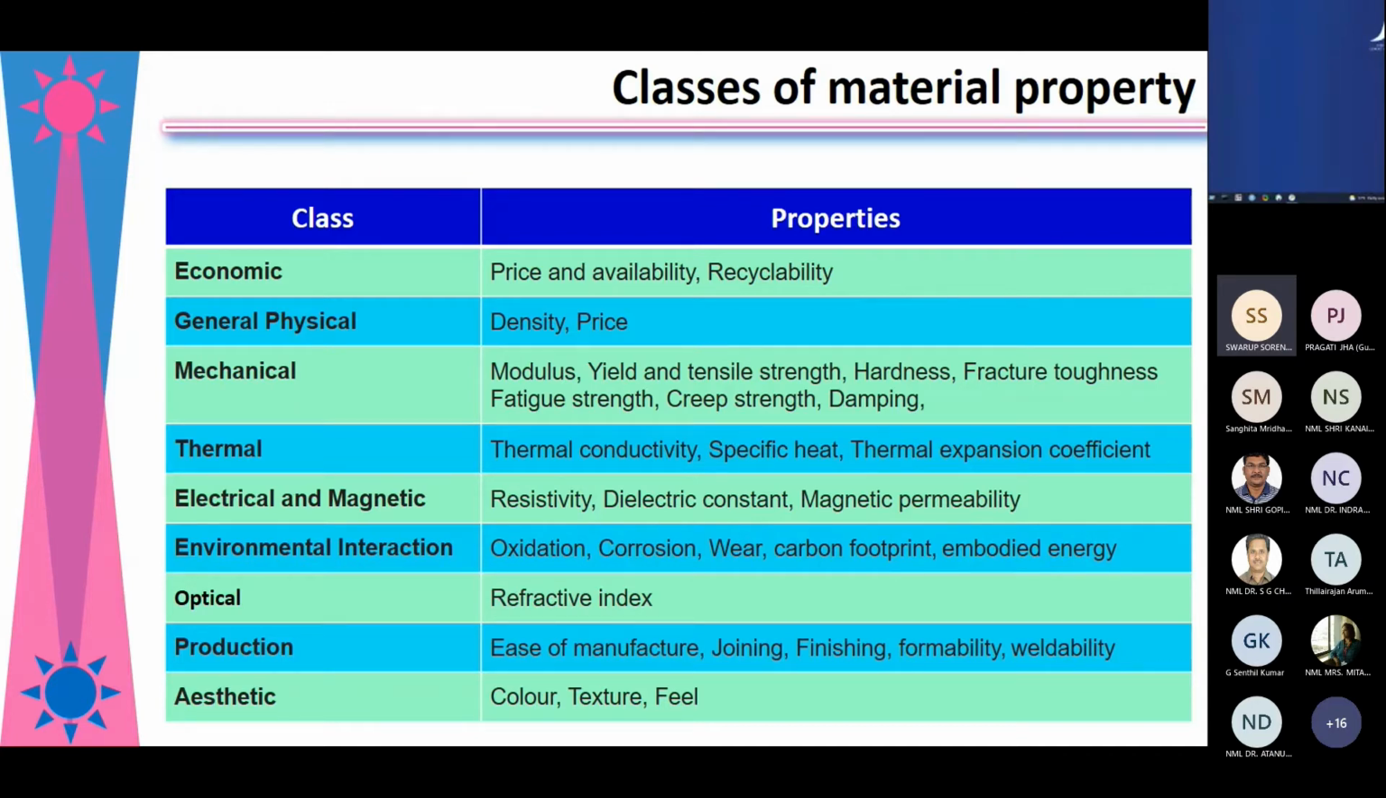We just discussed those. Then the main thing nowadays we are considering is environmental interactions, how the material interacts with the environment so that it doesn't deteriorate the environment and does not get deteriorated due to the environmental conditions. Then optical properties, production processes, how they can be produced. That is called ease of manufacture, how we can join them, what is the possibility of getting a good finish, then formability and weldability, and then aesthetics definitely.